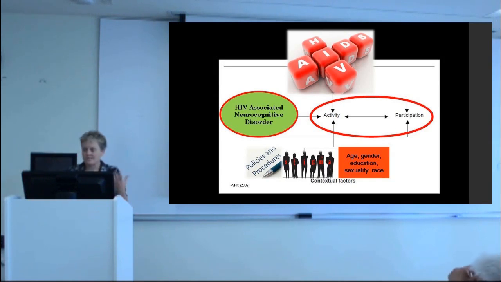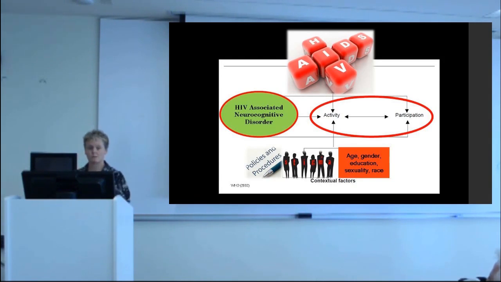Just to put into context where I'm at within my work, thinking about health conditions such as HIV, looking at the ICF, we know that this might play into everyday performance. We know that policies, procedures, and stigma might also play into activity and participation limitations. Personal factors such as age, education, sexuality might play into this, and body functions or comorbid health conditions. My interest, my passion is all around activity and participation.